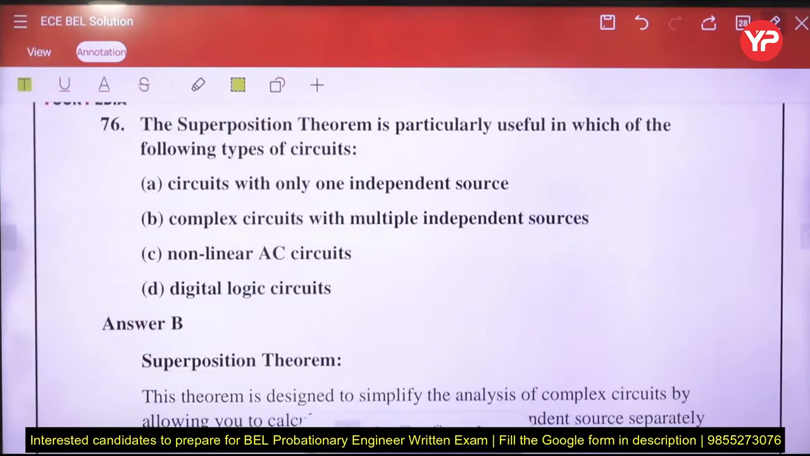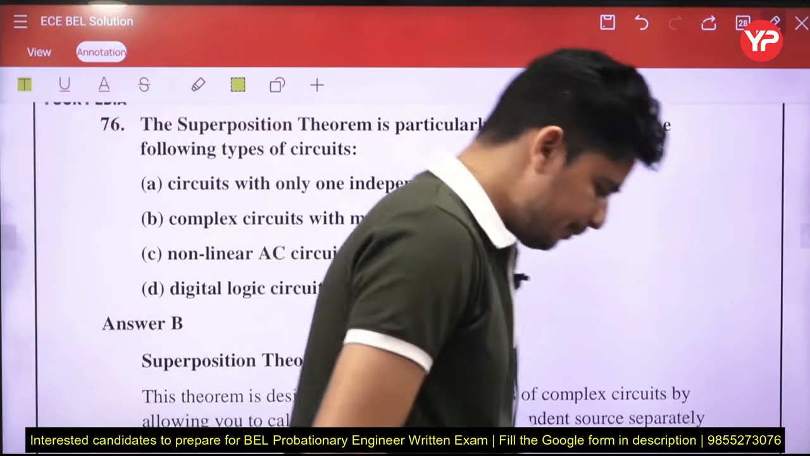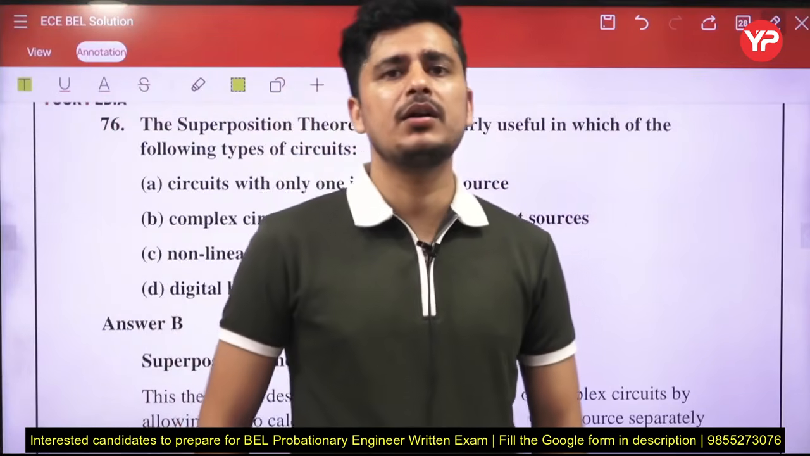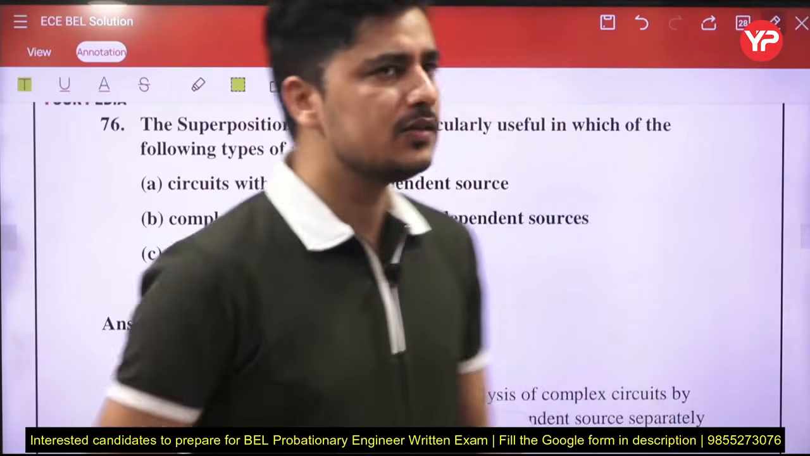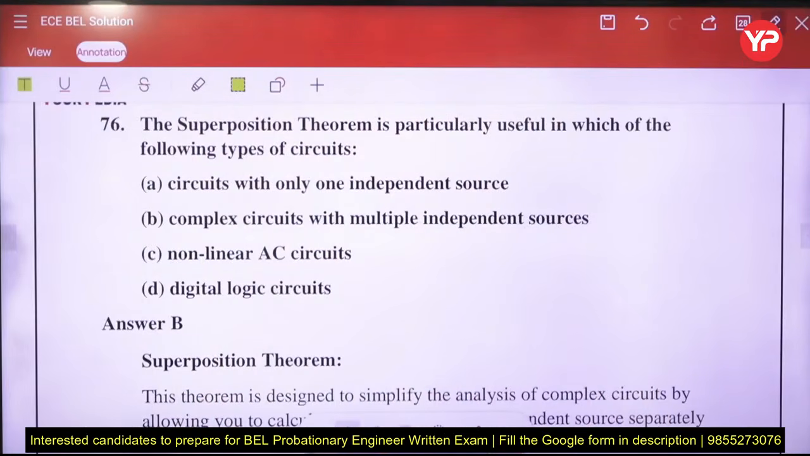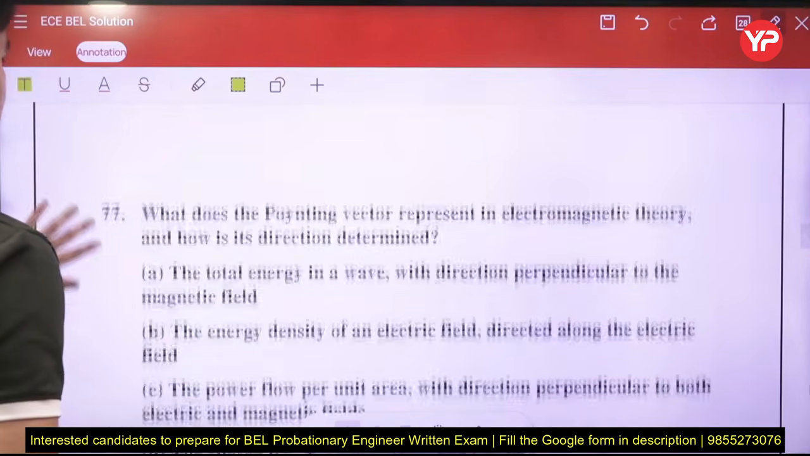The superposition theorem is particularly useful in which of the following types of circuit? See, the superposition theorem is generally used whenever you have a multi-source network, or you can say a complex network. So we can easily solve a complex circuit with multiple independent sources using the superposition theorem.